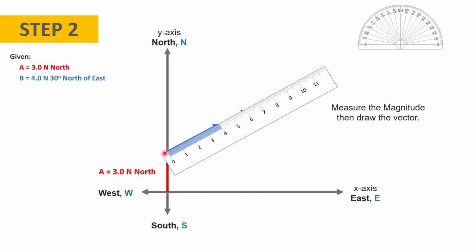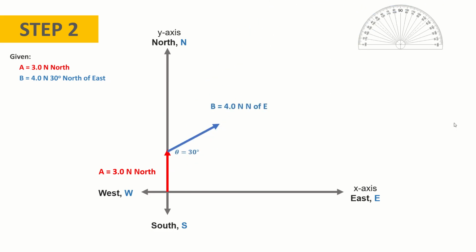And of course, we align it from the tip of our previous vector to this 30 degree angle. So we mark it here. This will be our vector B, which is 4 newtons, 30 degrees north of east. Our next step is to close this diagram to create the polygon. We need to close this, and that closure represents the resultant vector.